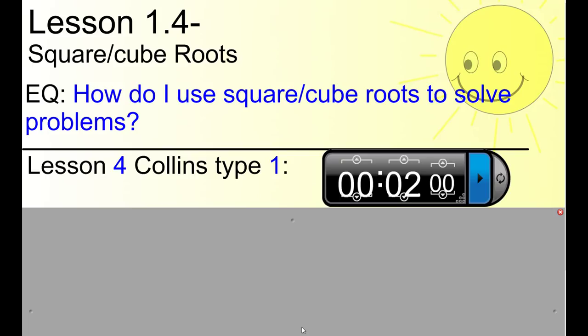Today we're talking about square roots and cube roots. The essential question says, how do I use square roots and cube roots to solve problems?